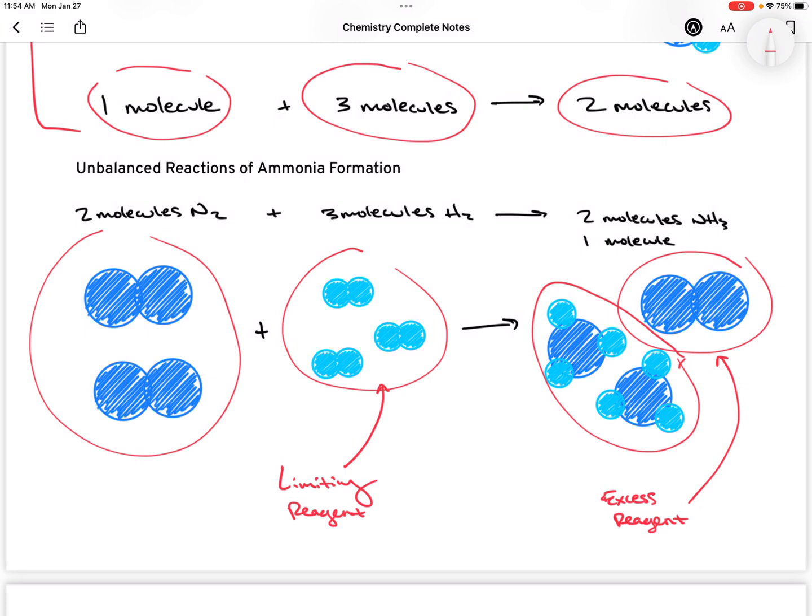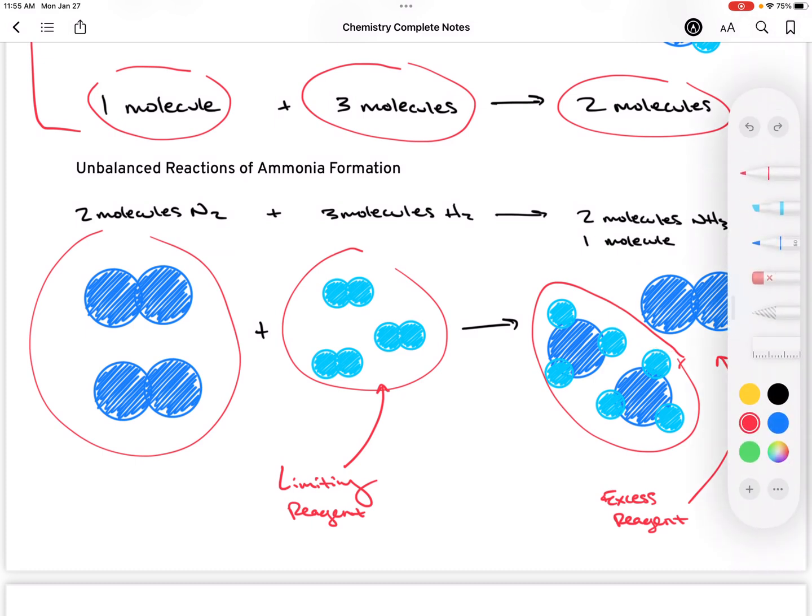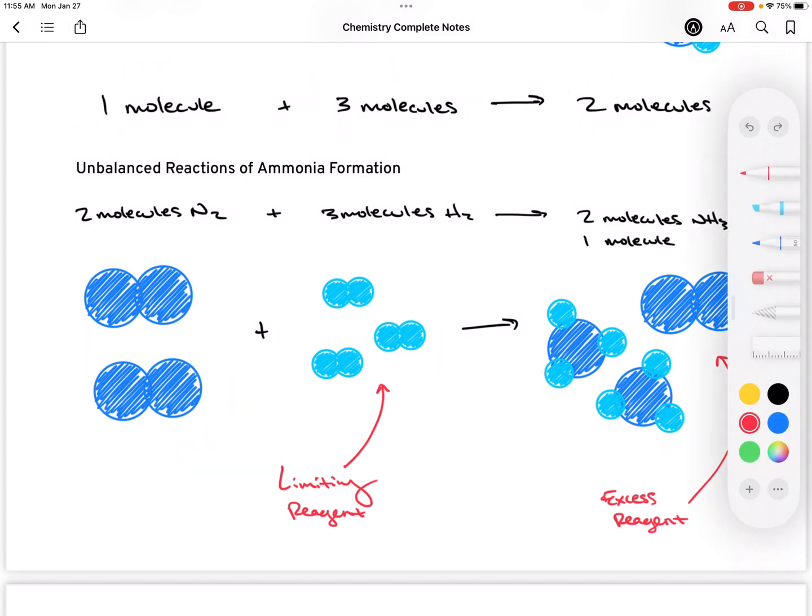So this would be our excess reagent. The limiting reagent is the thing that limits how far the reaction goes. If we're working with 2 things here, one will always be limiting and one will always be in excess. We're just modeling what it looks like on a molecular level. Let me just clear all this out real quick.